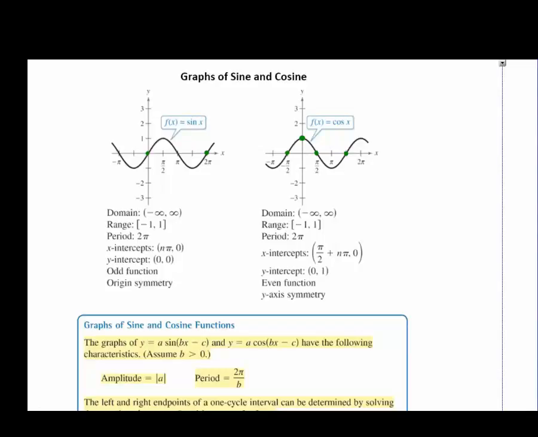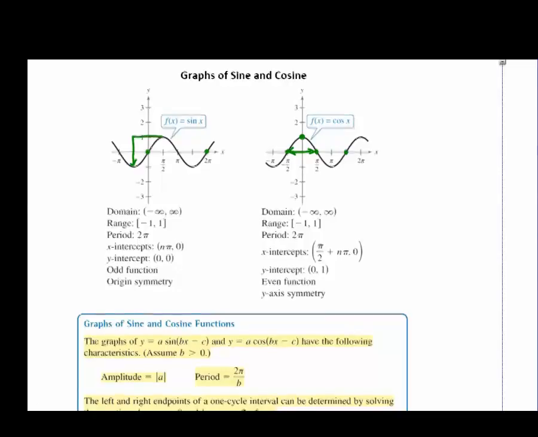Sine is an odd function because you could reflect the graph over the y-axis and then over the x-axis, and it will lay on top of itself. Or you could rotate it 180 degrees about the origin, and it would lie on top of itself. So it's an odd function, and the symmetry is about the origin. For the cosine function, it's an even function because it's reflexive over the y-axis. You can flip the whole graph over the y-axis and it will look exactly the same.